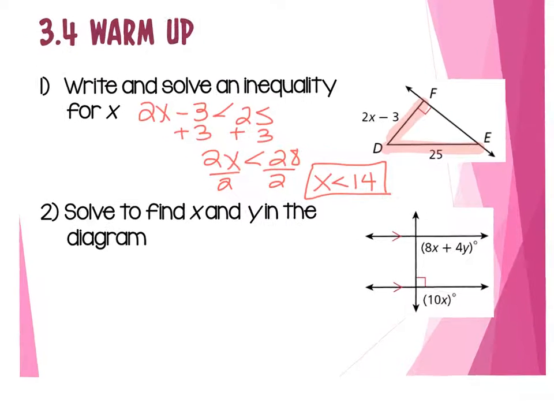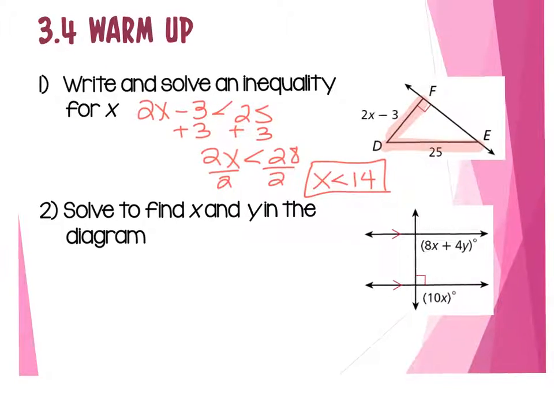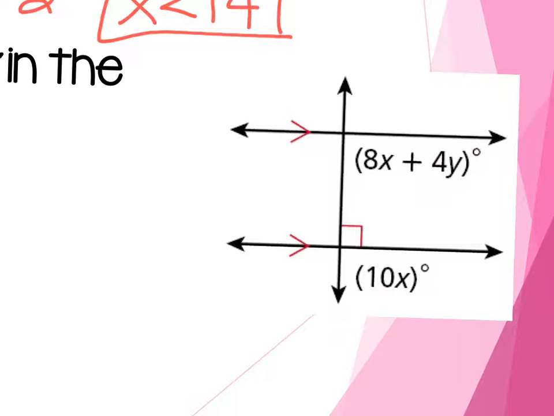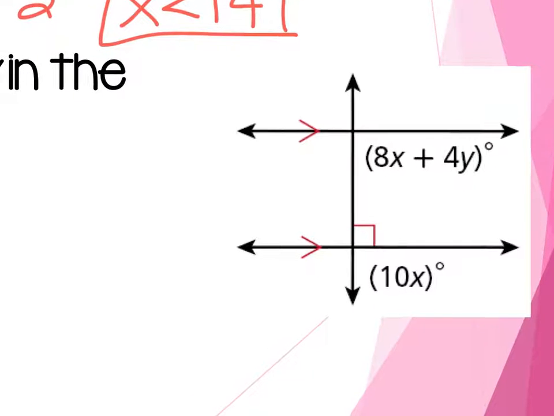All right, number 2 says solve to find x and y in the diagram. So let's look at this diagram. What information is marked on that diagram? They're parallel. Okay, so these two are parallel to each other. What other information? One of them is perpendicular to the transversal, right? What does that tell you? Go ahead. The other one is also perpendicular, right?